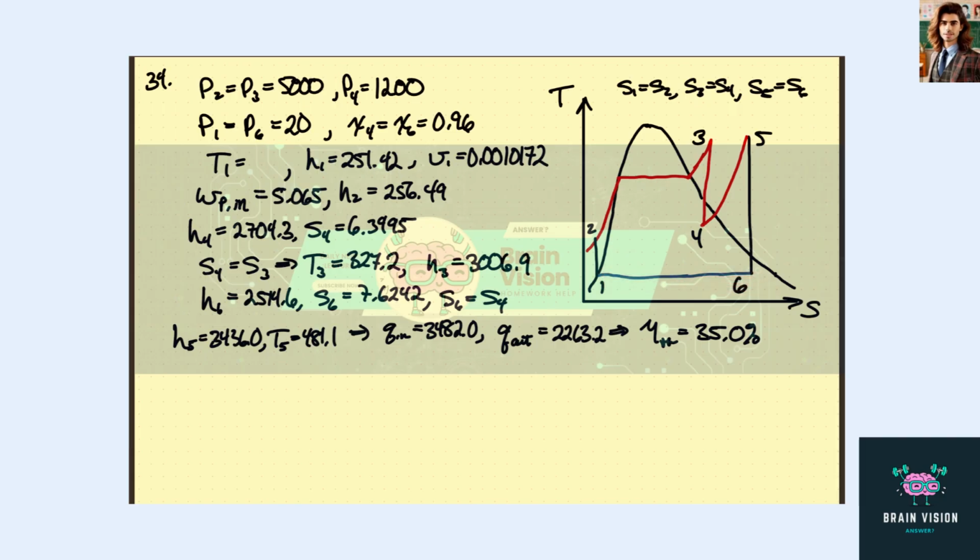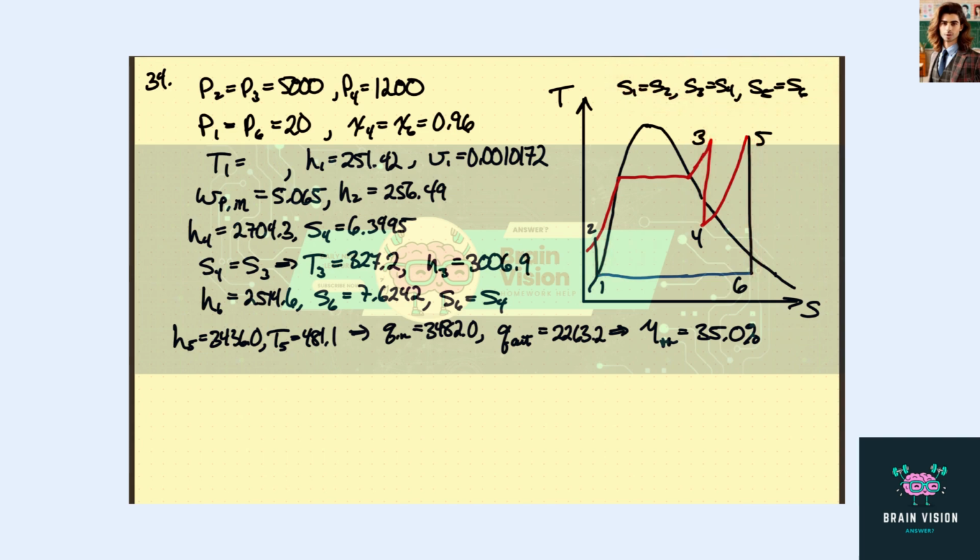The quality at the exit of the turbine is 96%. Both at 4 and at 6 the quality is 96%. So then we have an isentropic turbine and pump.